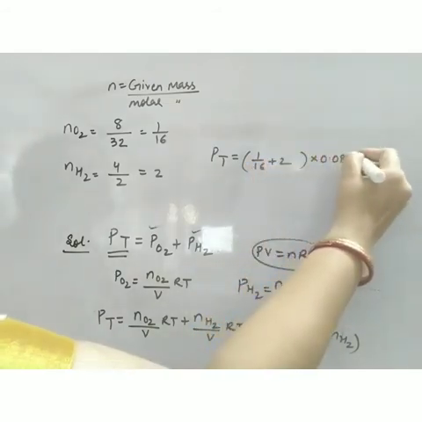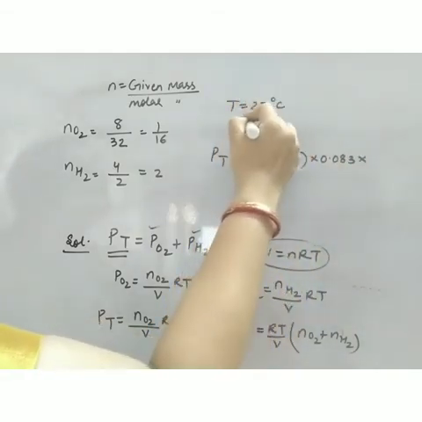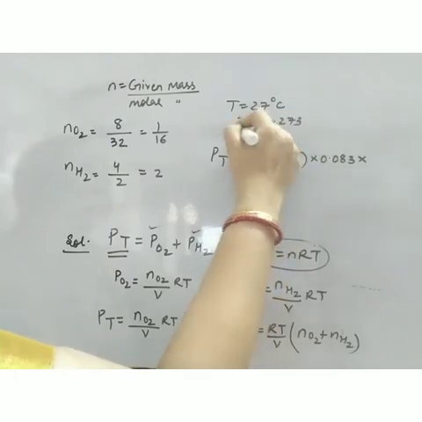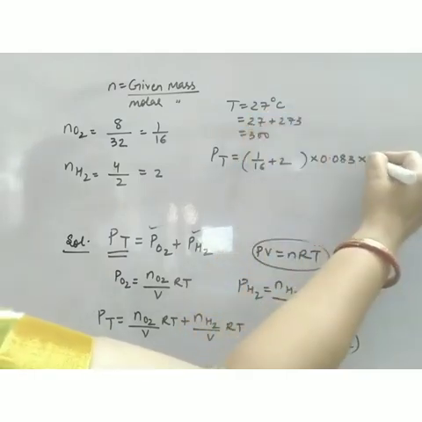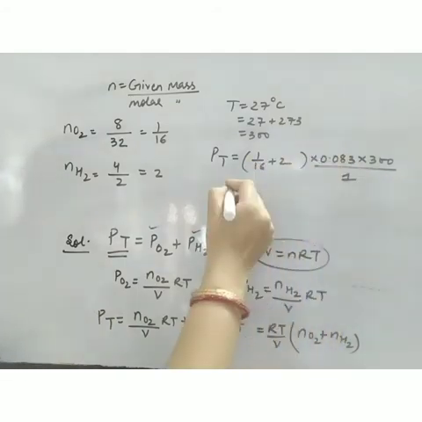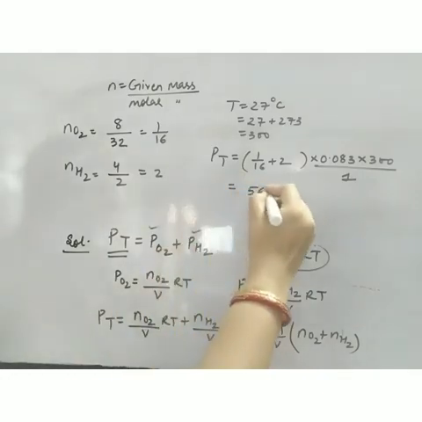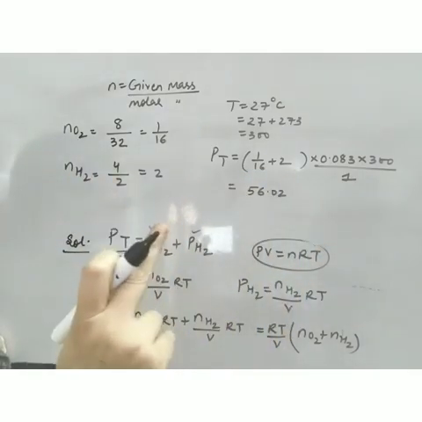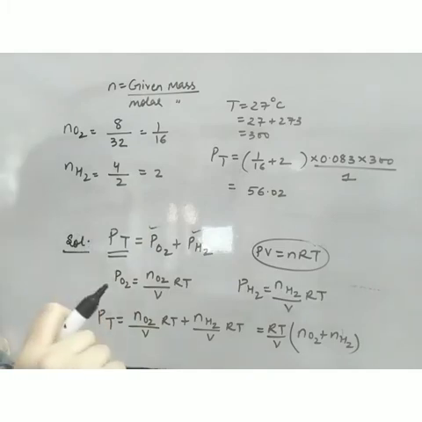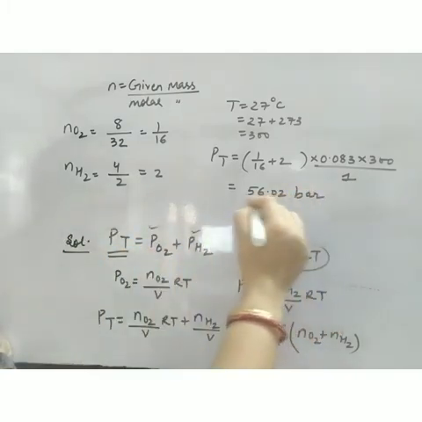which is 0.083. Temperature is 27 degrees Celsius. Always we have to change the temperature into Kelvin, so it is 300. And volume is 1 decimeter cube. Okay, so we'll solve it and we'll get the answer. So it is 56.02. And what will be the unit? Now see the value of R. The value of R is in bar, so the total pressure will be in bar only.